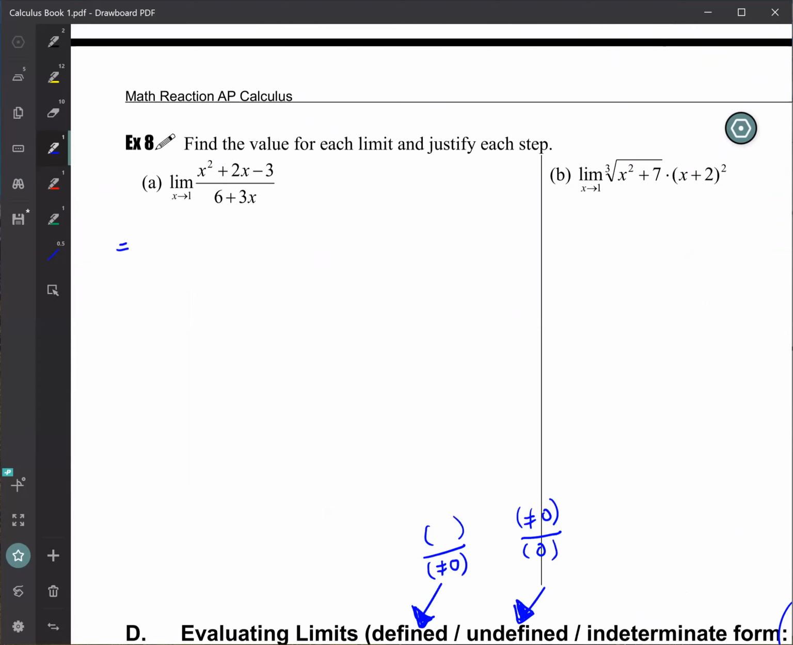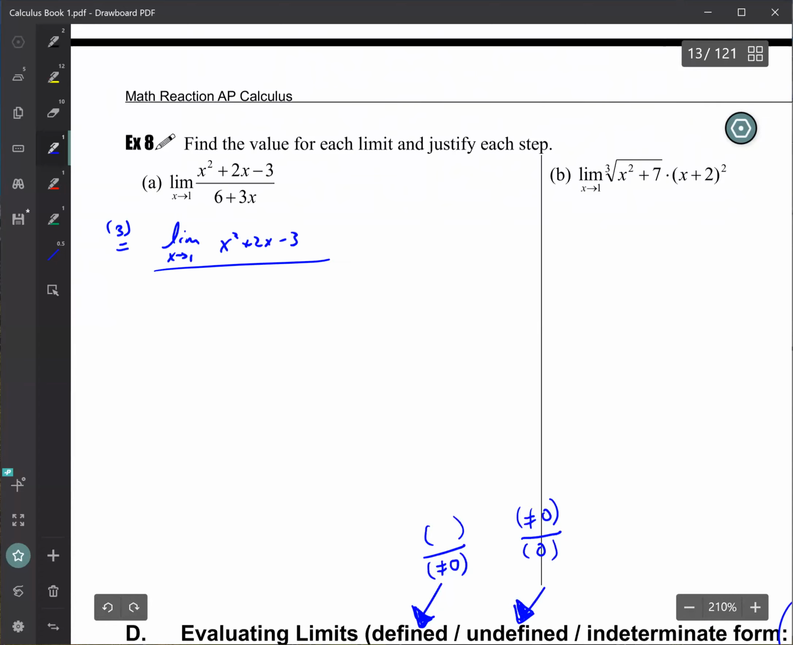So this one, Jesse, which law do we use to start? Number 1? Not yet. Oh, then 3. I guess we could start with 3. Yeah, okay. So if we're using number 3 to split the limit, it will be the limit of x squared plus 2x minus 3, so that's the f of x on the top, divided by the limit as x approaches 1 of 6 plus 3x.